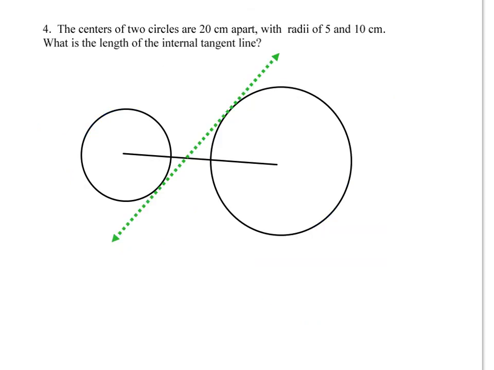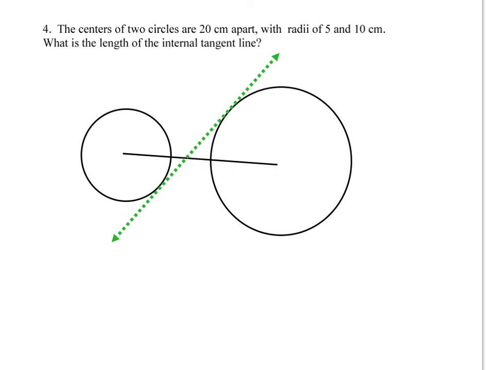This problem is also a common tangent problem, but this time our common tangent is an internal common tangent because it goes between the two circles. Okay, we already have our line of center drawn. It has a length of 20. It says it's 20 up here.